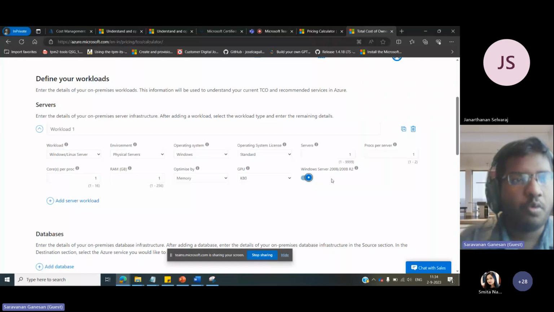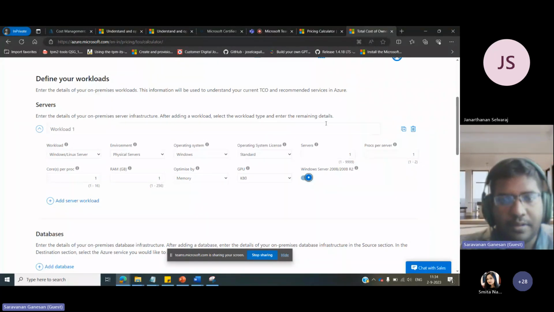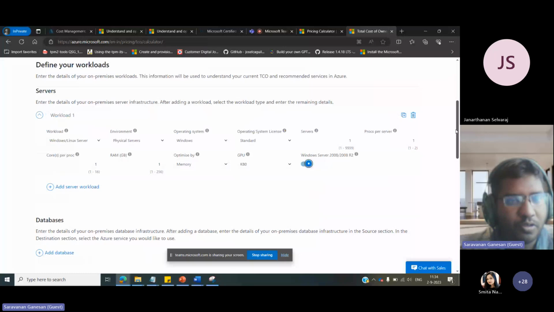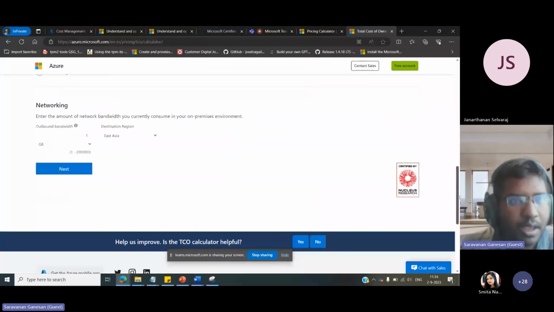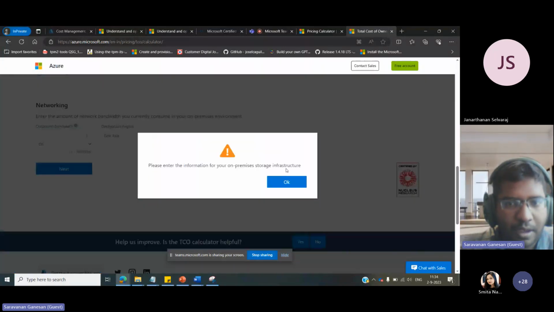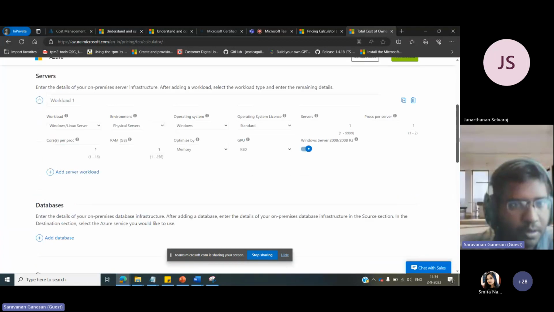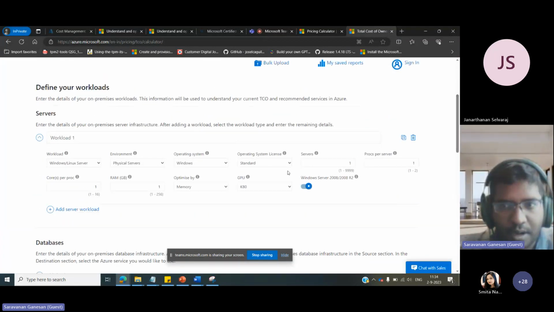So it works for servers, databases, storage, and networking. Once I give this and click next, I need to give some non-premise information. It also has options for on-premise data.